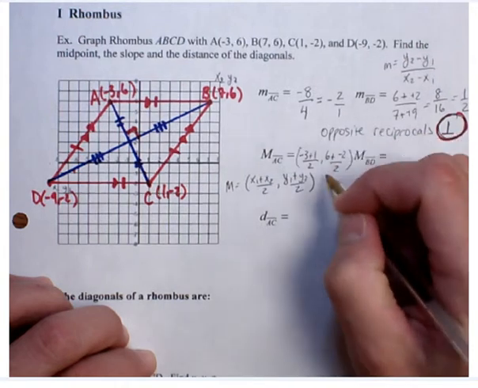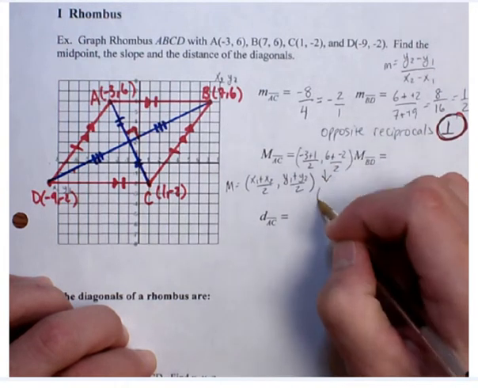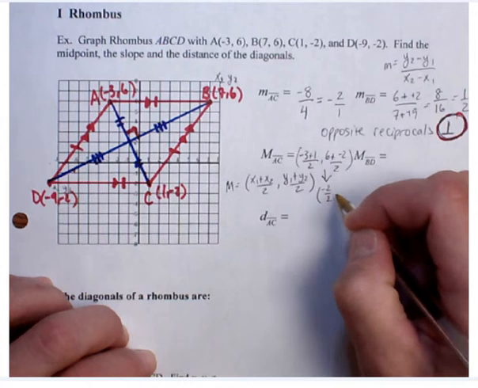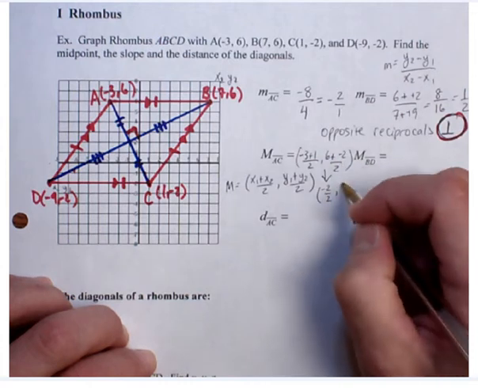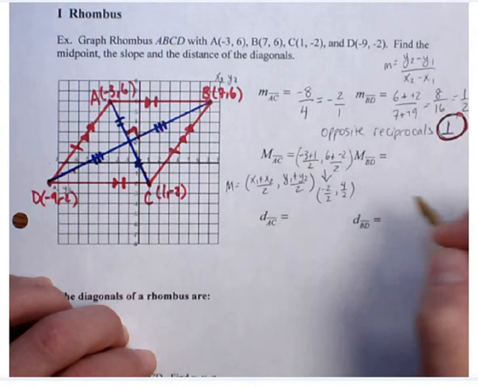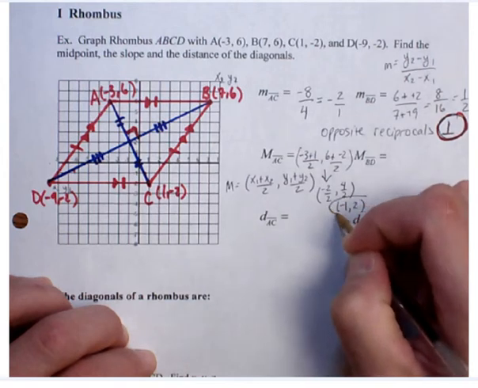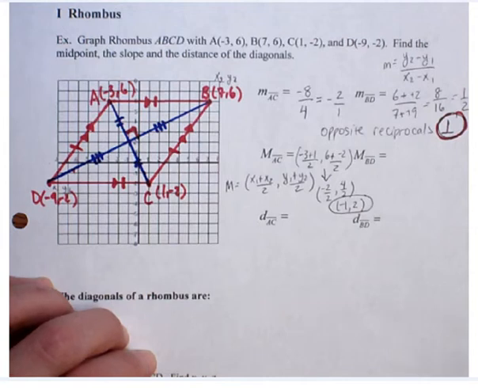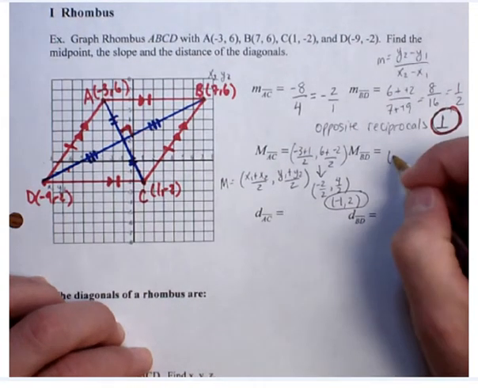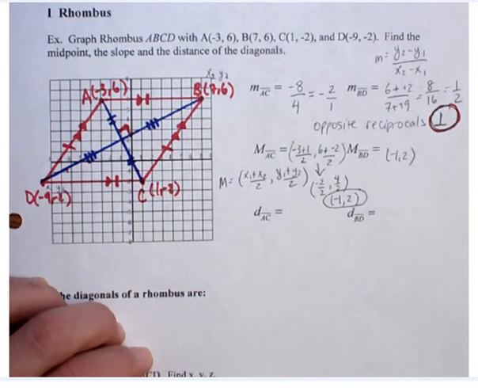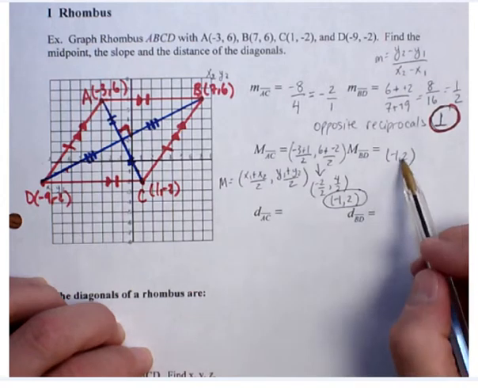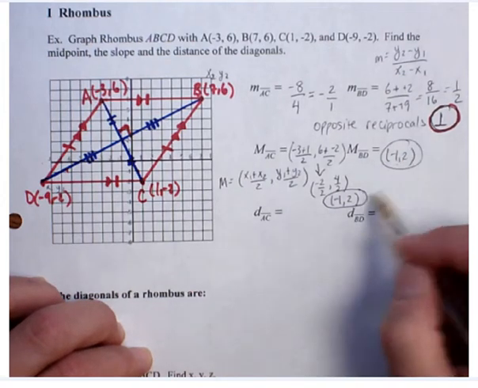And then we simplify, come down here, add these up, negative 2 over 2, comma, 6 plus negative 2 is 4 over 2, and what we get is negative 1, comma, 2. That's your midpoint. Now if you do BD, you will get the exact same thing. If you go through the process, you'll get negative 1, comma, 2. They have the same midpoint.